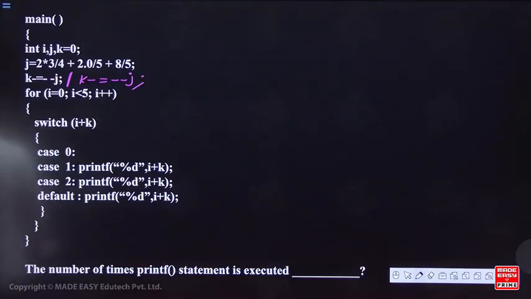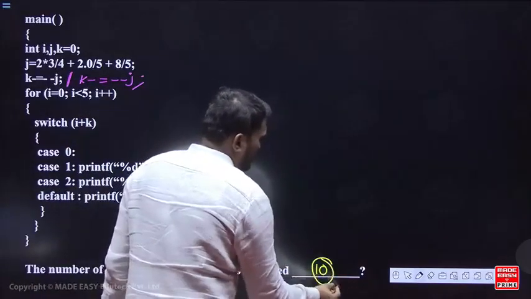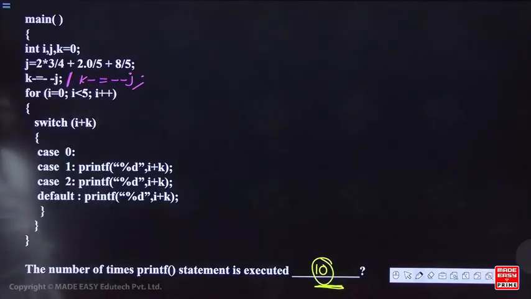Right, so different people are giving different answers. I think I gave sufficient time to solve the problem. So what is the right answer? Okay, 10 is the right answer. You need to type the answer as 10. The printf statement is executed 10 times.